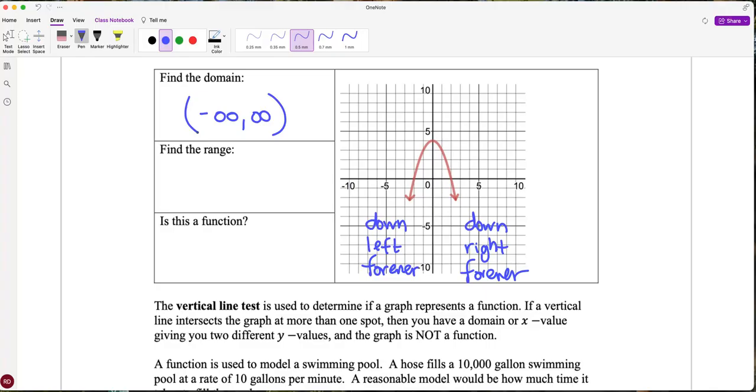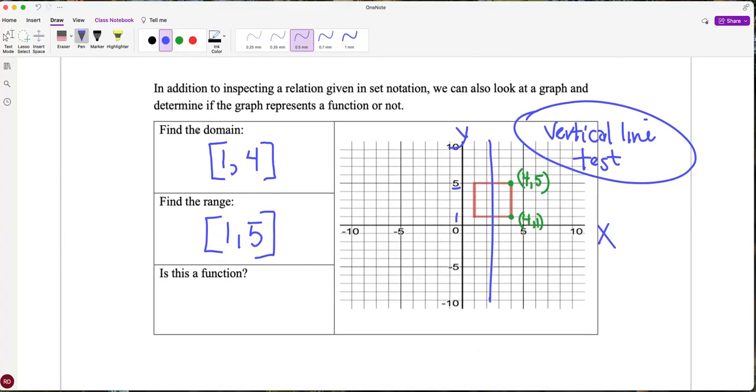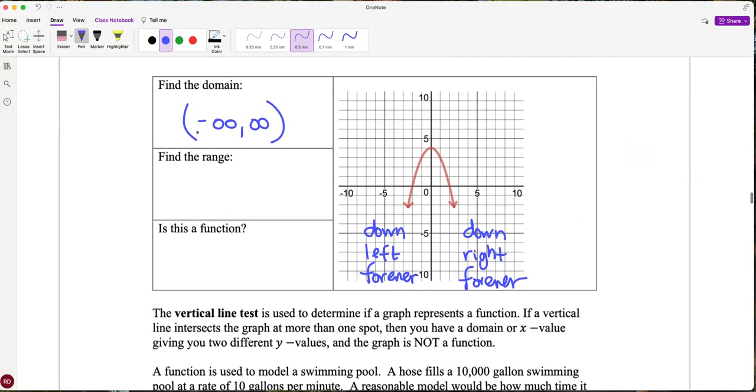Yeah, it stops, okay. So in the previous one, there were no arrows, so this box was bound. It went from 1 to 4 and from 1 to 5, okay. We're not going to do a whole lot of this. This is more of an Algebra 2 concept, okay.